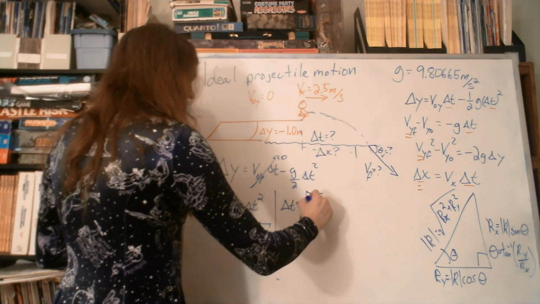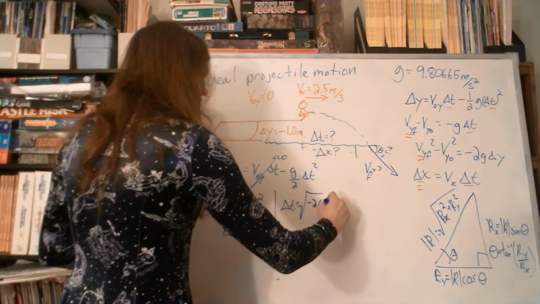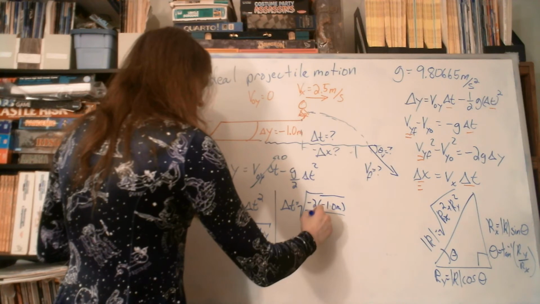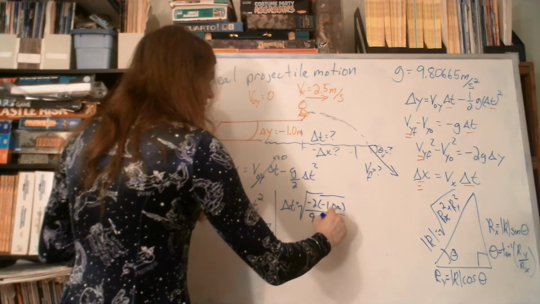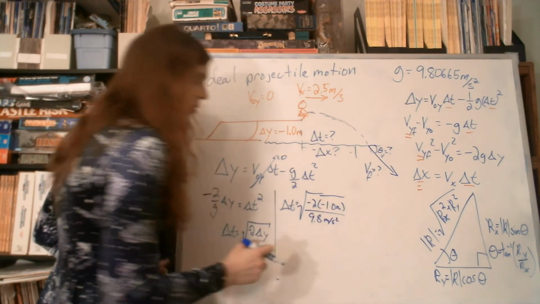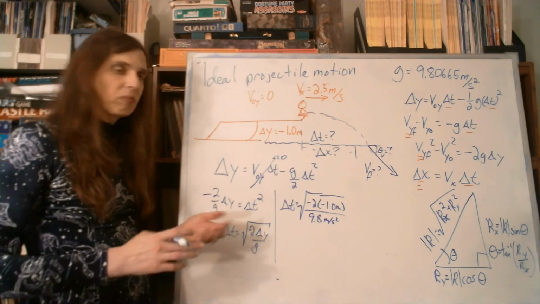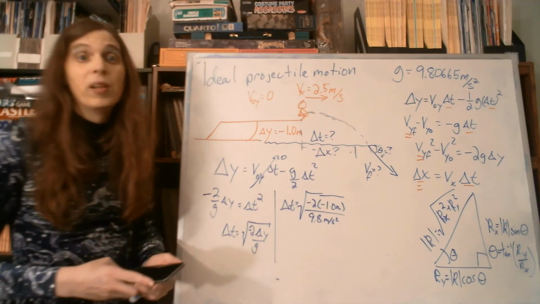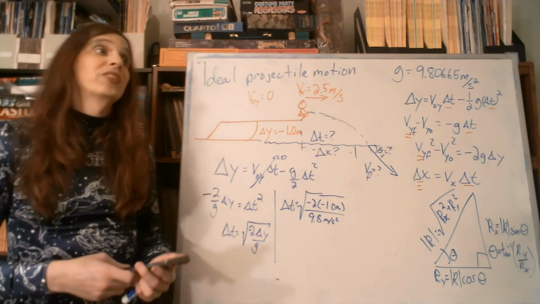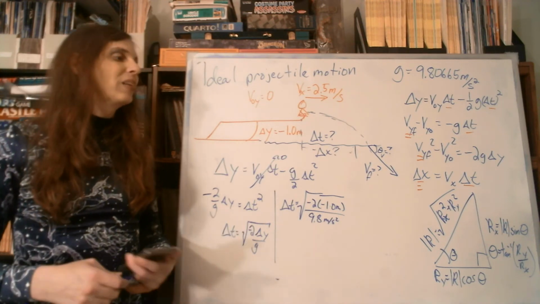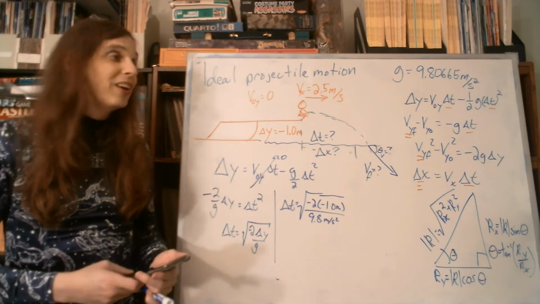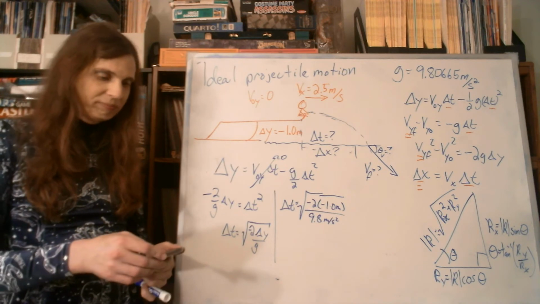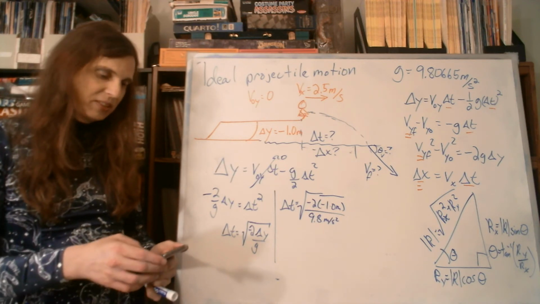So that's the square root of negative 2 times negative 1 meter, all over about 9.8 meters per second squared. So that's about 1 over 4.9, take the square root of that. So we're looking at something that's a little less than half a second. Let's find out what that is.